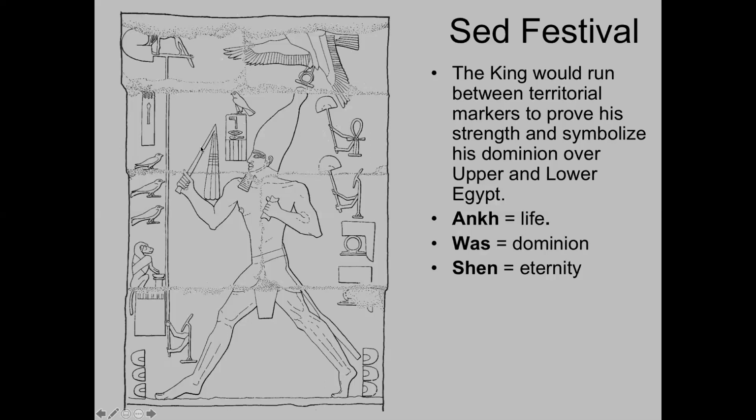And then he's holding the flail, which is an agricultural implement. Again, remember associating himself with agriculture and plenty. The thing he's holding in his left hand is a mystery. They stopped using it early in the Old Kingdom, so we don't know exactly what it means.